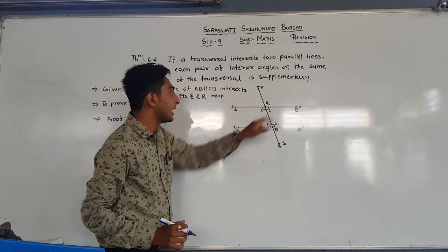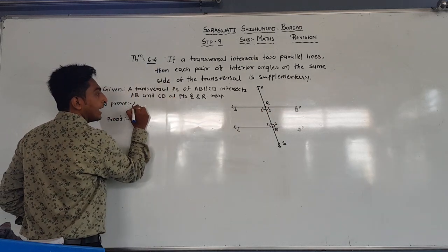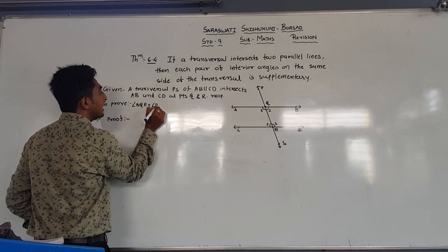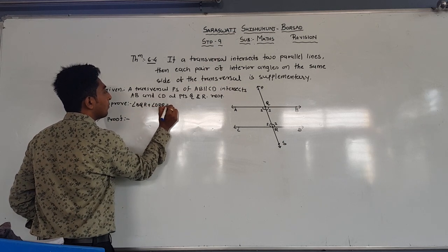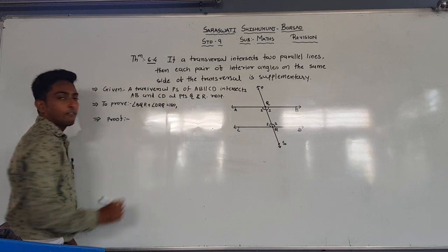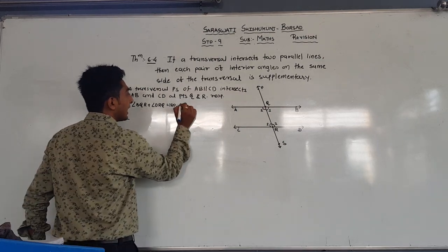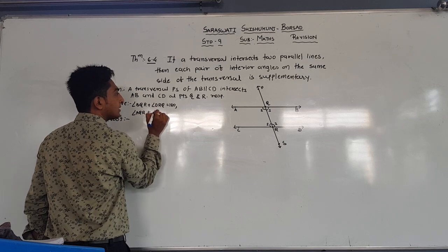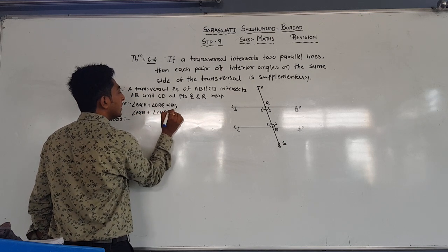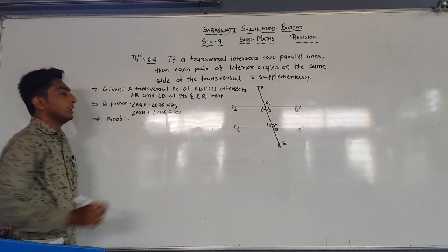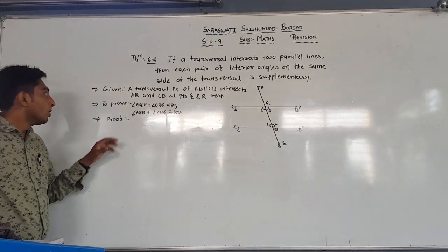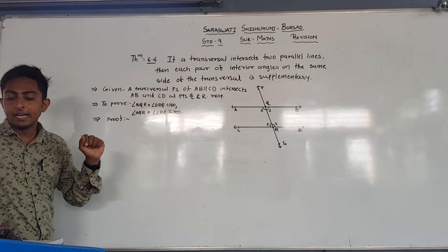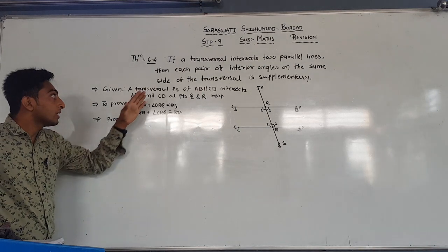That means what is the angle 1? So I have to write BQR plus DRQ equal to 180 degrees. This is the first. Now what is the second one? The second one is AQR plus CRQ equal to 180 degrees. So this is the proof that we have to prove. Okay. Now let us write how to solve the given proof.